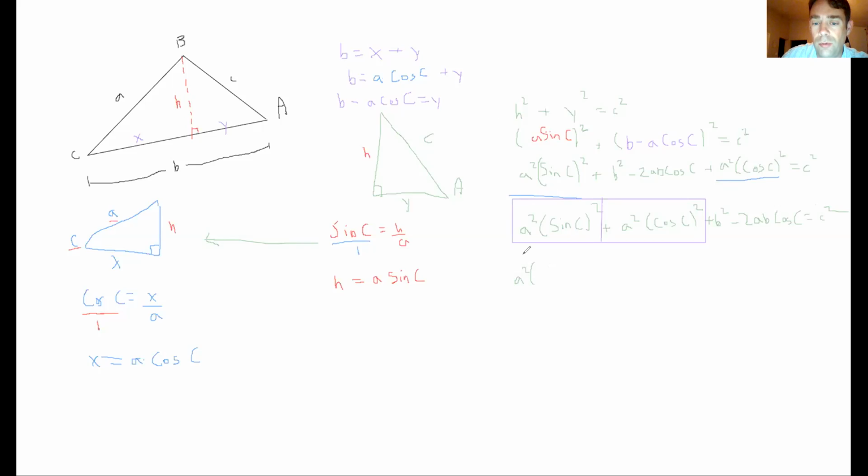sine c squared plus cosine c squared, plus b squared minus 2ab cosine c, all equal to c squared.